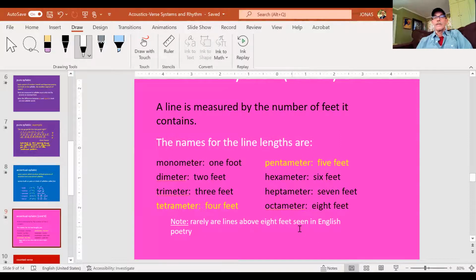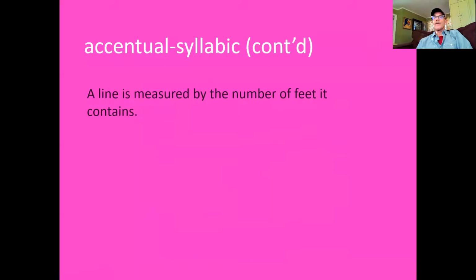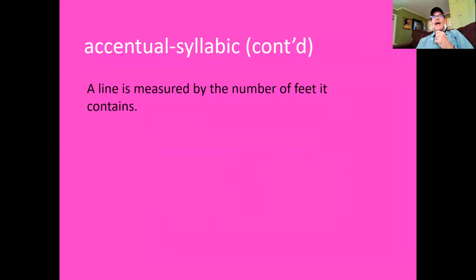All right, so here we go. Back in the saddle. All right, so here's the second part of the accentual-syllabic verse system. Okay, a line of poetry is measured by the number of feet that it features.